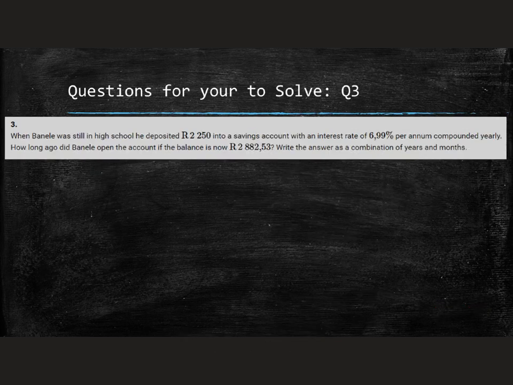Okay, question 3. When Banelli was still in high school, he deposited 2,250 Rand into a savings account with an interest rate of 6.99% per annum compounded yearly. How long ago did Banelli open the account if the balance is now 2,882.53? Write your answer as a combination of years and months. So let's just keep a note for ourselves that they want this to be in years and months.